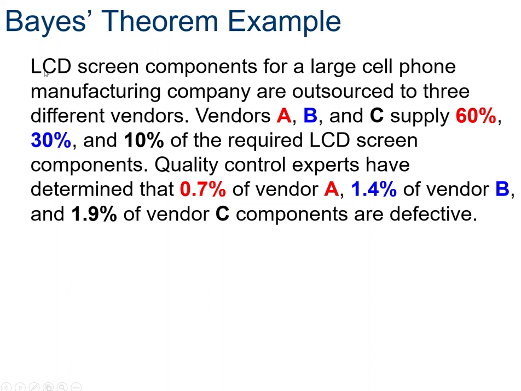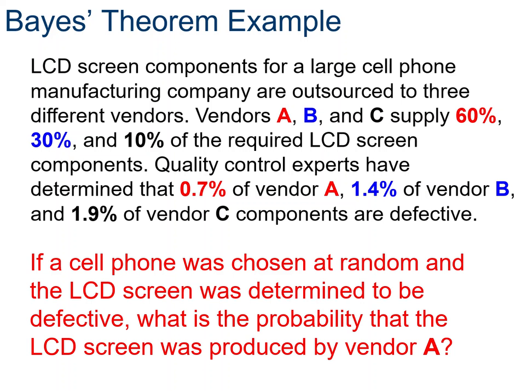LCD screen components for a large cell phone manufacturing company are outsourced to 3 different vendors, A, B, and C. A supplies 60%, B supplies 30%, and C supplies 10% of the required LCD screen components. Quality control experts have determined that 0.7% of vendor A, 1.4% of vendor B, and 1.9% of vendor C are defective. A cell phone is chosen at random and the LCD screen was determined to be defective. What is the probability that the LCD screen was produced by vendor A?